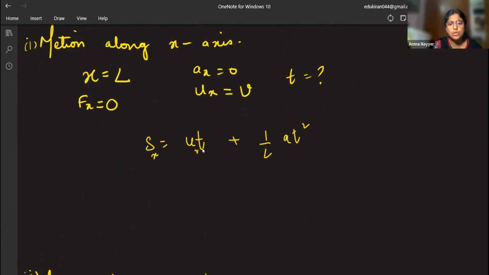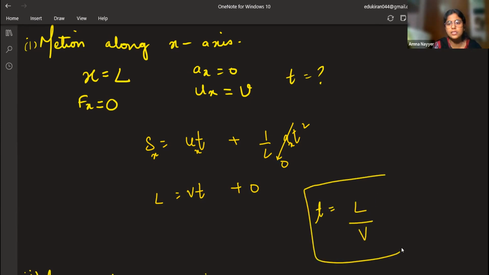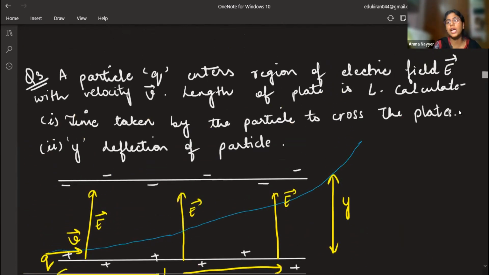Everything is just in terms of the x-axis. Is it or not? Exactly. So see, the distance is L, ut is v into t, plus half a t squared with a being 0. Acceleration is 0, so this entire term will be 0. So what is the time? Time is L divided by v. This is what you had to find. Why didn't we write the motion along the y-axis? Because the time taken by the particle to cross the plate will be found across the x-axis only.